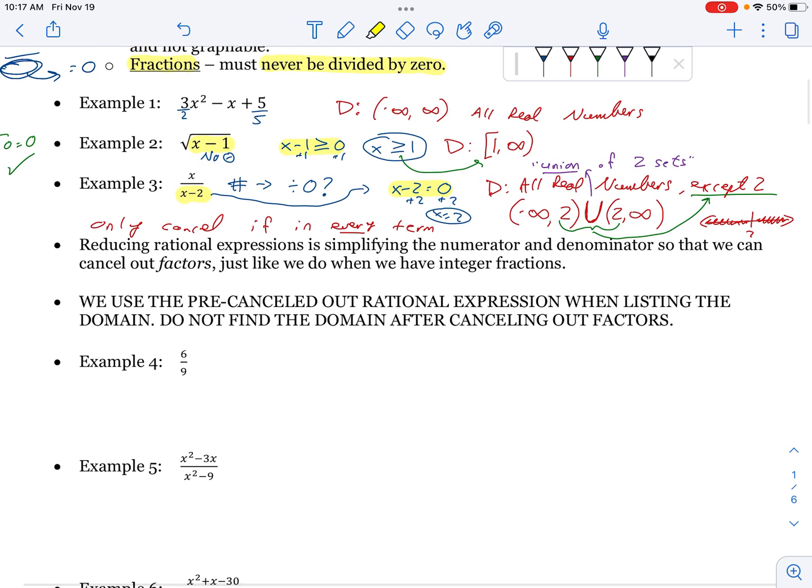Okay, reducing the rational expression is simplifying it, okay? So we can cancel out factors, and that's exactly what I meant up here. Only cancel out if it has every term. That's the same thing as a factor, okay? When we find the domain, this is in capital, clearly important: before you cancel stuff out, use that to find the domain. Do not find the domain after canceling out factors. And there's a long discussion about that. I'll do it in class, but not over this.